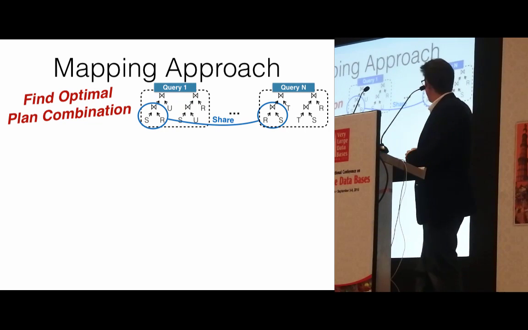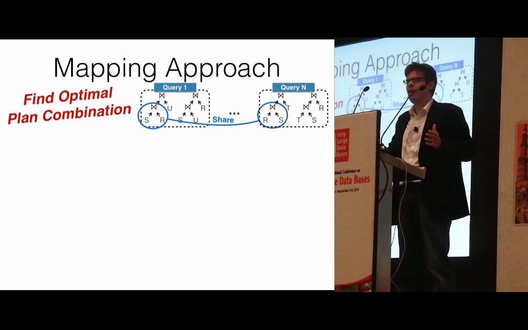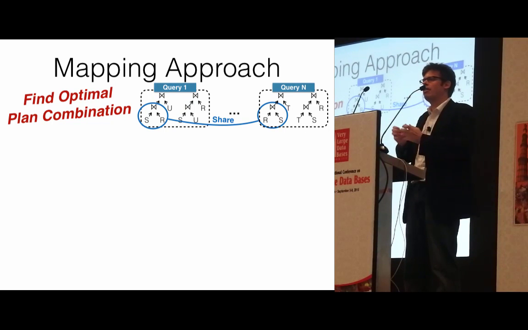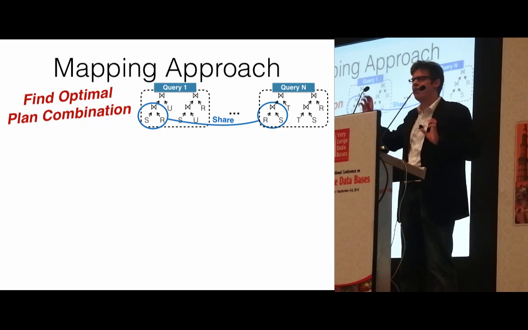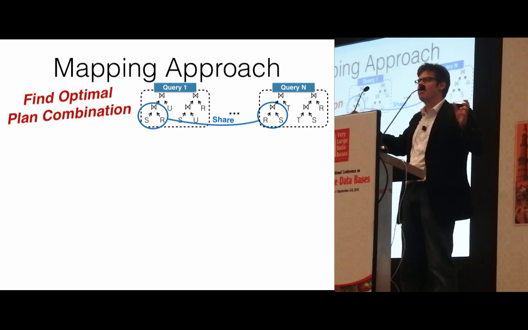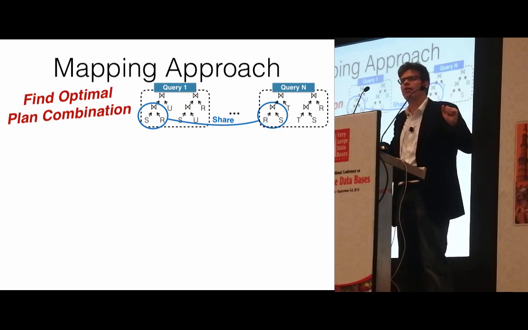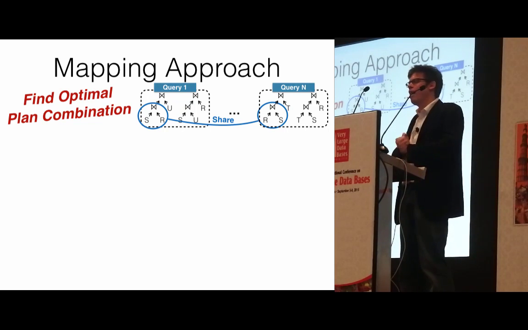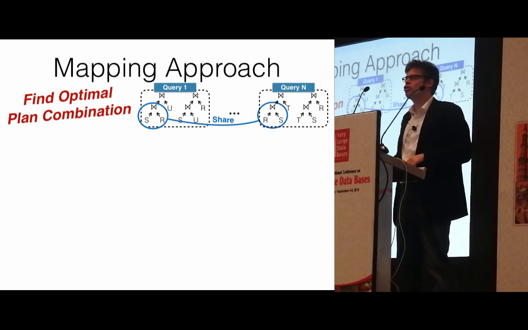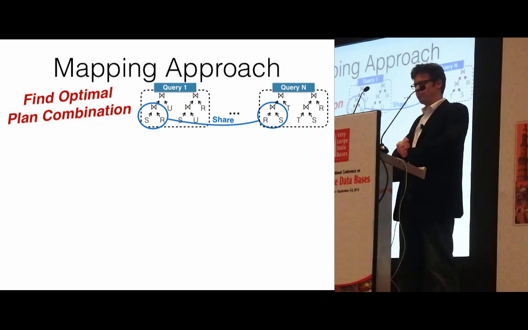So initially, we assume that we are given a batch of queries, and for each of those queries, we are given a set of alternative query plans. In those plans, they can share intermediate results, and if you do that, then you can reduce accumulated execution time. So the question becomes, how can I select the optimal combination of plans?